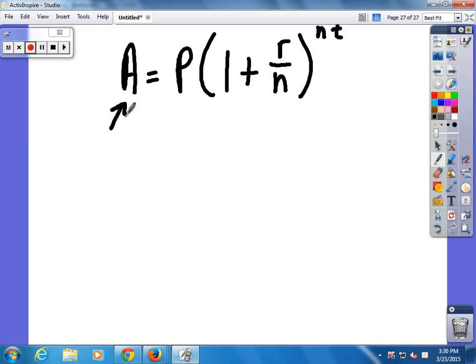This is the number of dollars that you have at the end. This right here is what we call the principal. Principal is what you put into the bank. Like if you open a savings account and you put in $500, then $500 would be the principal.